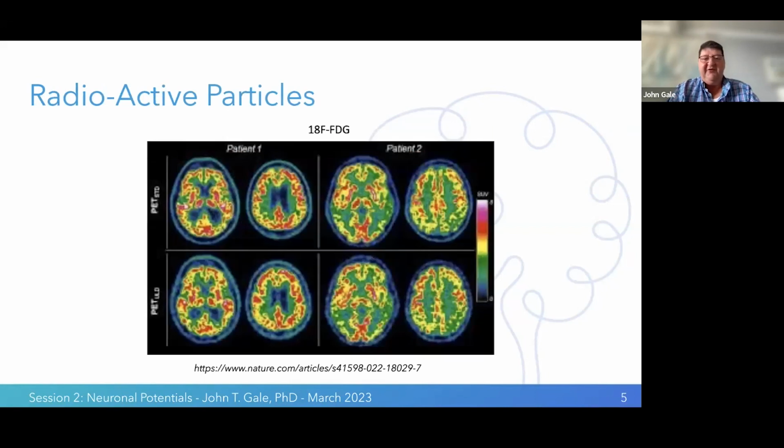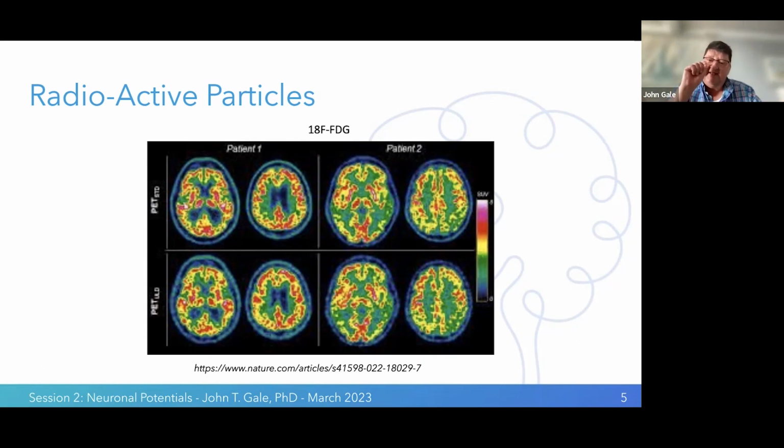We can use radioactive particles that go into the brain and bind. Here's an example of fluoro gold. And we can look at metabolism, for instance, essentially energy utilization as well. This is PET imaging. Again, a non-invasive technique. You can go in and look right after a seizure and say, is there a part of the brain that's more active than it normally is if you compare it to a non-seizure time period? So it does have value.